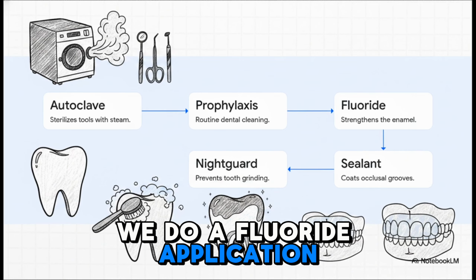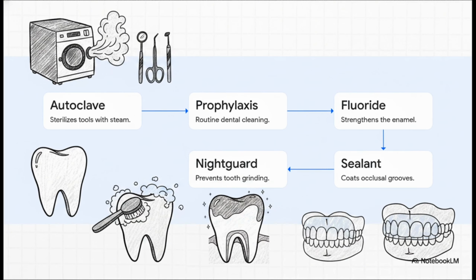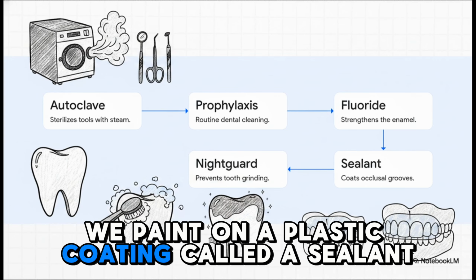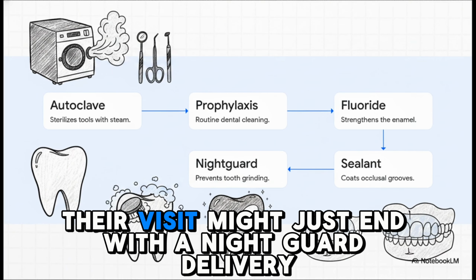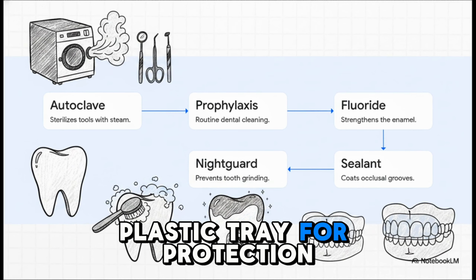We do a fluoride application, painting on a mineral varnish to strengthen enamel and fight off decay. For those really deep congenital grooves on the biting surface, we paint on a plastic coating called a sealant. And for patients who tend to grind their teeth at night, their visit might just end with a night guard delivery, sending them home with a custom plastic tray for protection.